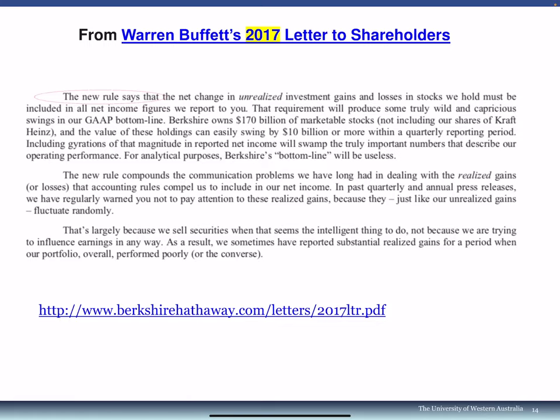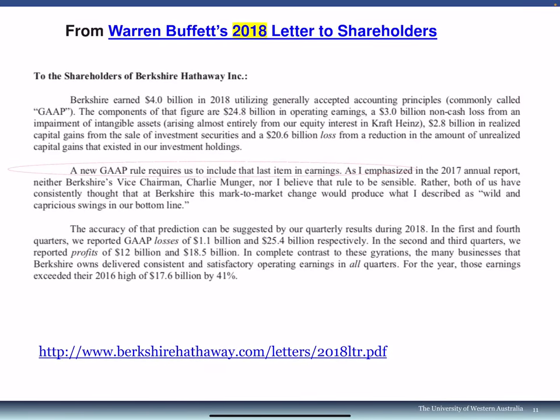Well, now let's move to his more recent 2018 letter to shareholders. Remember how the opening paragraph in his 2017 letter talked about per share book value? It is not there anymore. He started his second paragraph by emphasizing that a new GAAP rule requires us to include that last item in earnings. As I emphasized in the 2017 annual report, neither Berkshire's vice chairman, Charlie Munger, nor I believe the rule to be sensible. So he emphasized that the new GAAP rule from 2017 requires including the unrealized capital gain or loss.